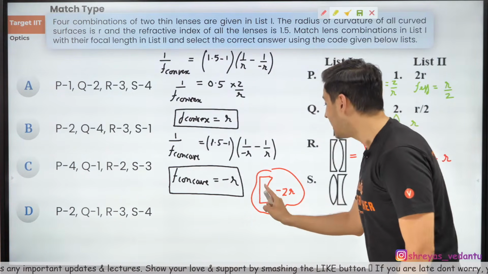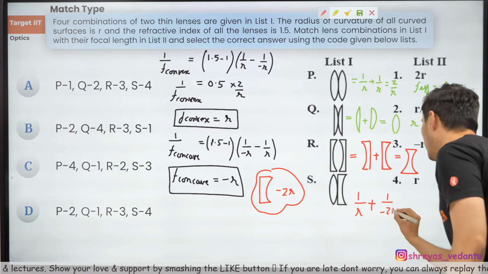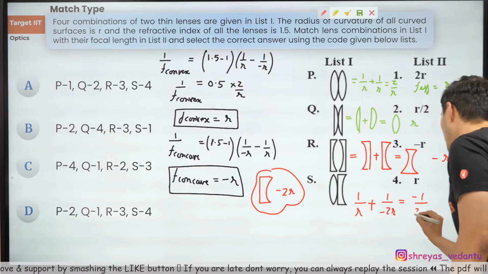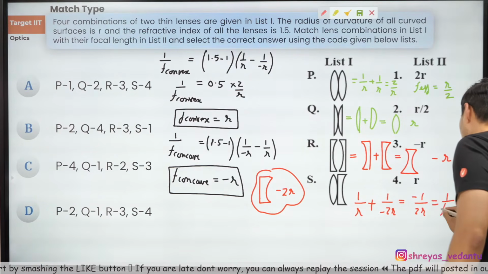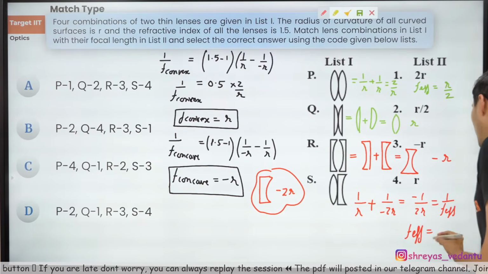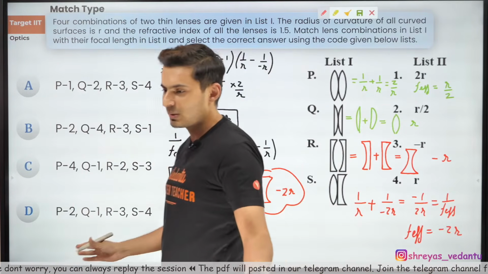That's the catch. So hence, for half of it, it is minus 2r. So I'll put minus 2r over here. So this will become nothing but minus 1 by 2r. This is nothing but 1 by f effective. So therefore, the effective focal length will be how much? It will be minus 2r. That's the answer. That's how you do it.